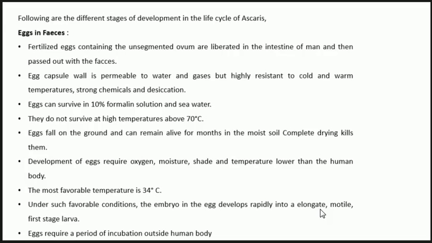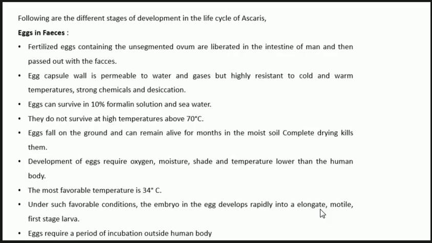Remember one thing, that the development of the egg requires oxygen, and the human intestine is deprived of or lacks oxygen. That's why the eggs should come out of the body, they should not remain within the body. Also, the temperature should be lower than the human body, that is, lower than 37 degrees Celsius. Most favorable is 34. So it cannot survive within humans, it has to come out.